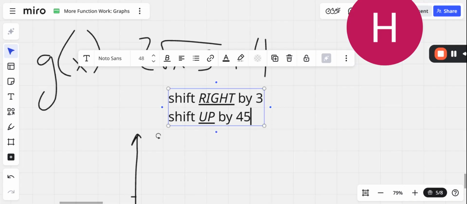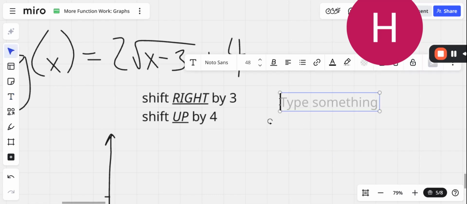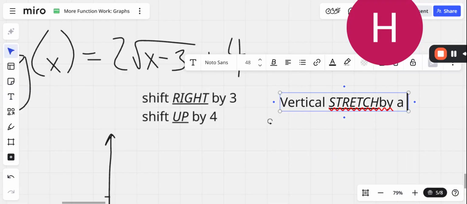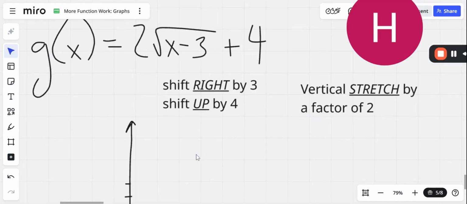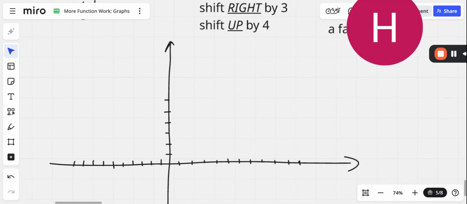So how are we going to capture that? Let's first plot the vertex location. The starting point is going to be (3, 4). And from there, instead of going up 1 over 1, I'm going to go up 2 over 1. Somewhere around there.